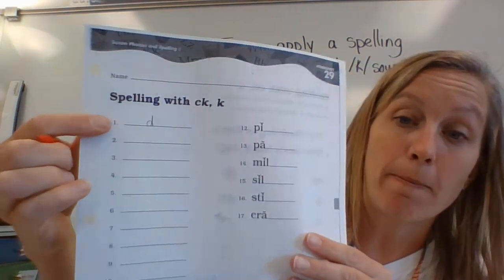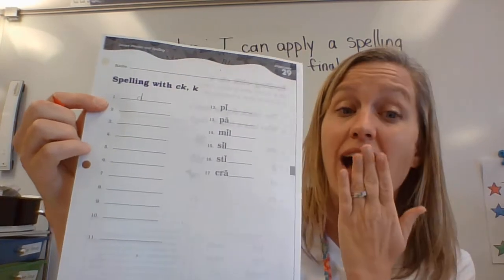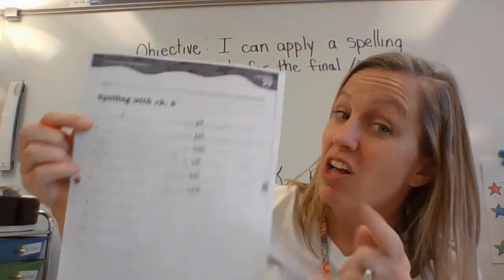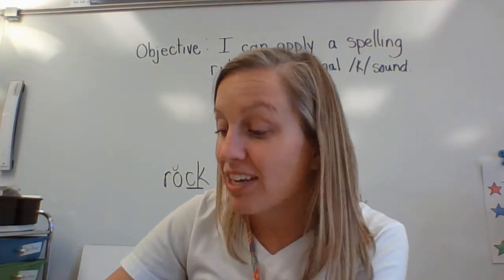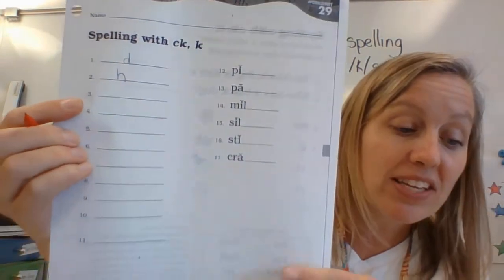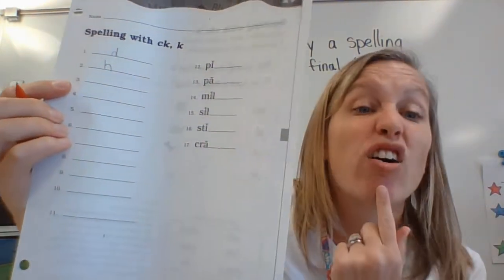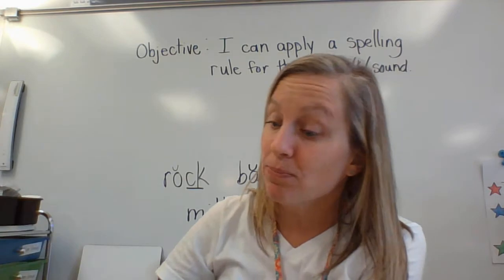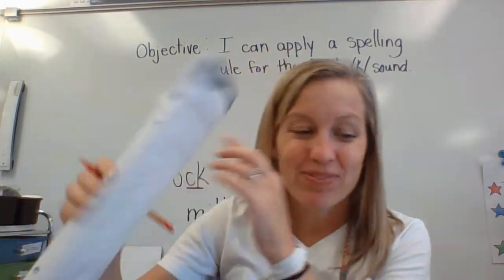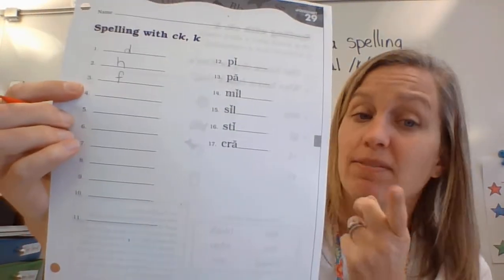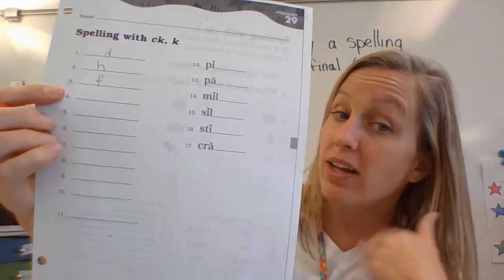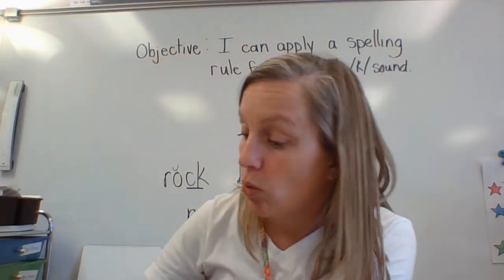D. Write it. Number 2, the sound is H. What letter? H. Write it. Number 3, the sound is... what letter? F. Write it. Number 4, the sound is ah. What letter? O. Write it.